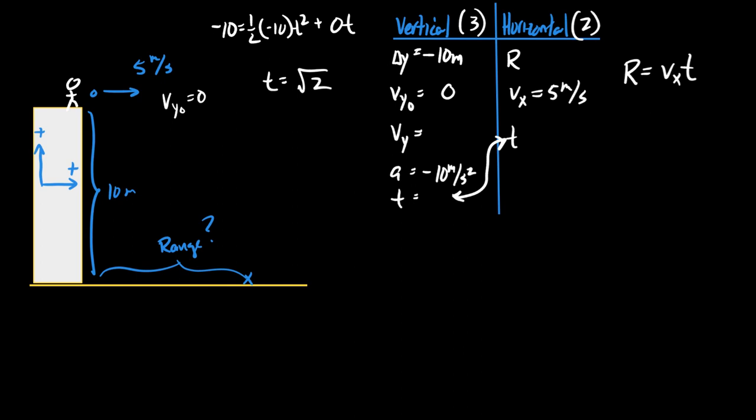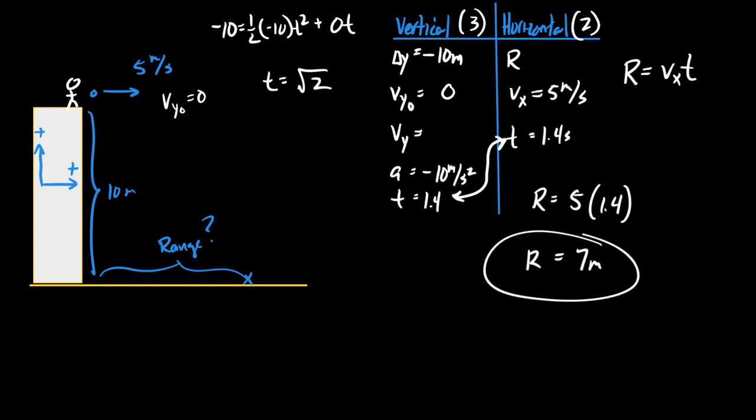We all good with that? I think I did the math correctly. So that means 1.4 seconds here and 1.4 seconds there. I want to find where the ball hits the ground. I'm going to go to the right side now. Range equals 5 times 1.4 seconds, or looks like 7 meters. Strikes the ground 7 meters from the edge of the building.